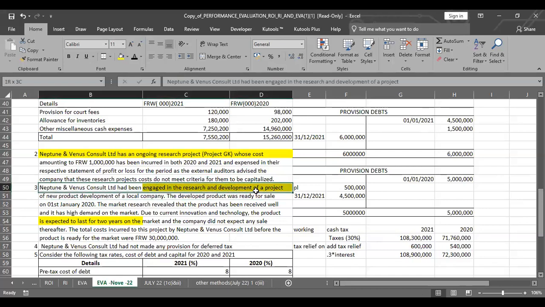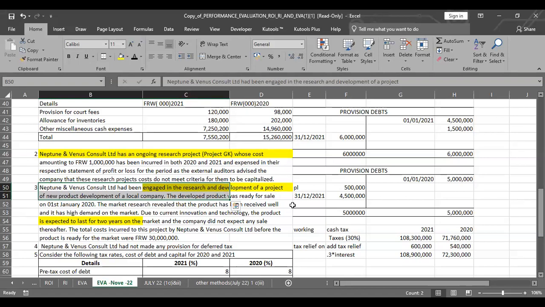This thing, they made it. And when they made it, they knew that they would sell it. So when they sell it, it was an asset, not an expense. Something you want to sell is supposed to be, first of all, an asset, and then you sell it. Like inventory, you buy, it goes through purchases, and it becomes an asset that you sell later. So for them to say here that Neptune and Venus Consult Limited had engaged in research and development of a new product of a local company, the developed product was ready for sale.